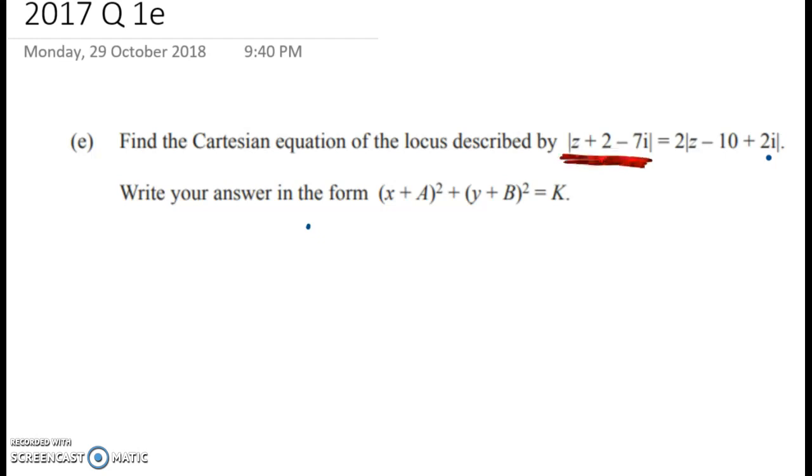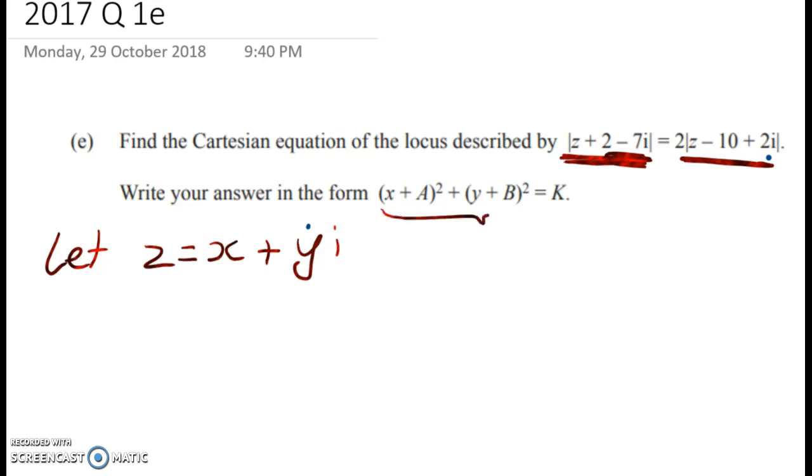So the distance between a point z and -2 plus 7i is equal to twice this distance. The easiest way to do ones like this is to use our substitution and do it algebraically. So let z equal x plus yi. Now we're just going to substitute it in and do a bit of manipulation and end up with the equation of a circle.